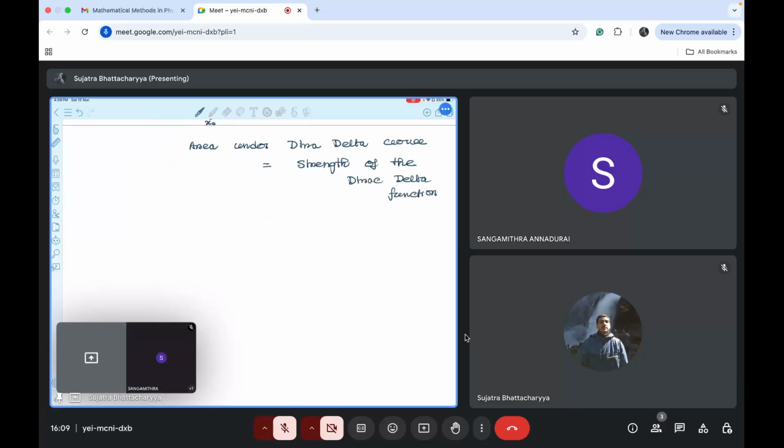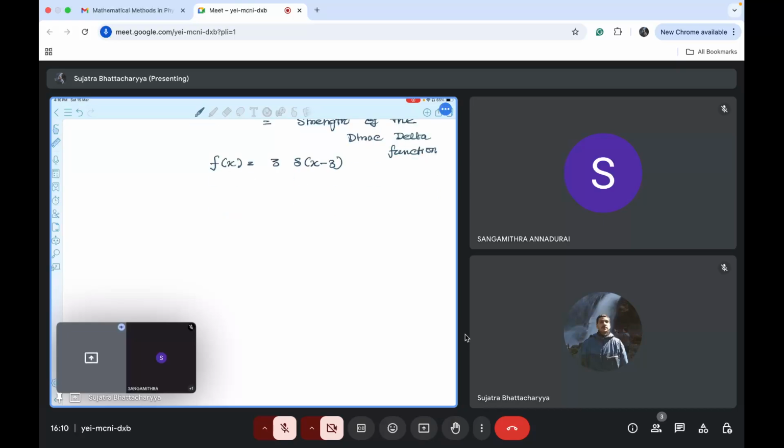Suppose you have f of x which is equal to 3 times delta x minus 3. What does that mean? Let us draw the curve and discuss it. You have something like this. These are the y axis, this is your x axis. This is your f of x, which has to be represented. This is your x, and suppose this is x equal to 3.